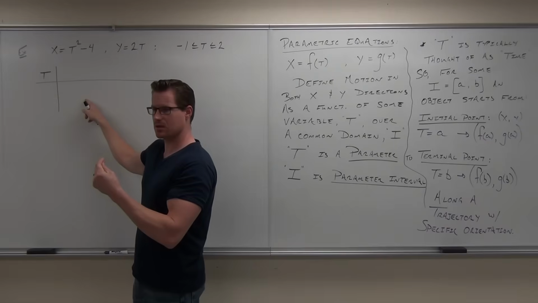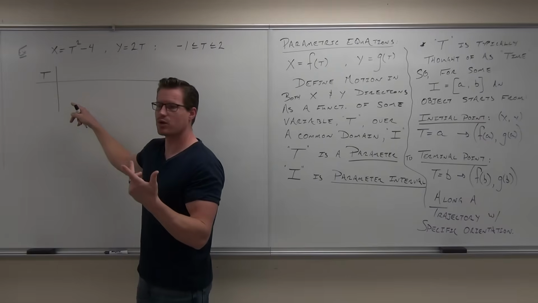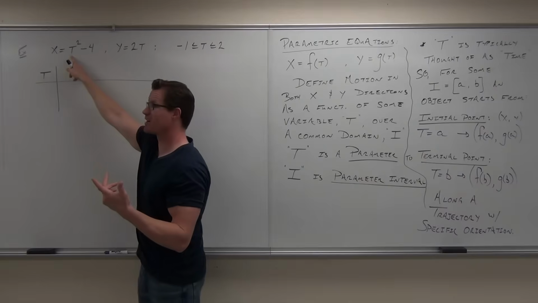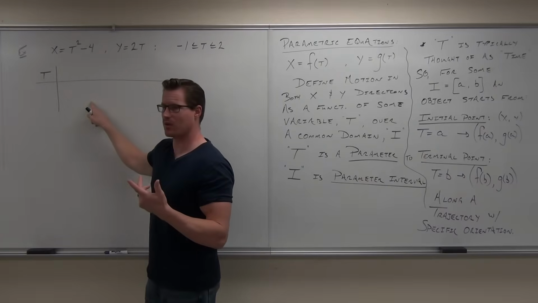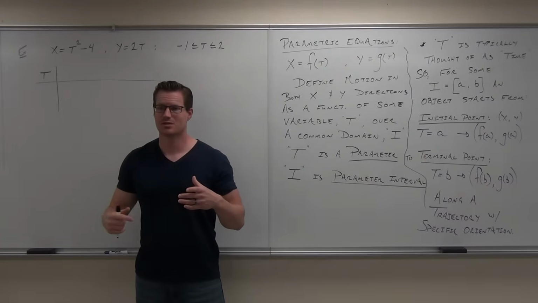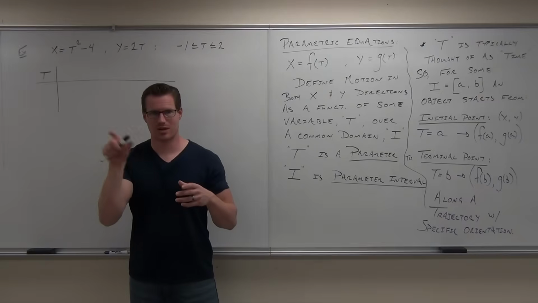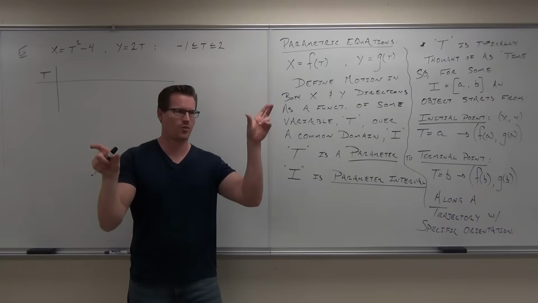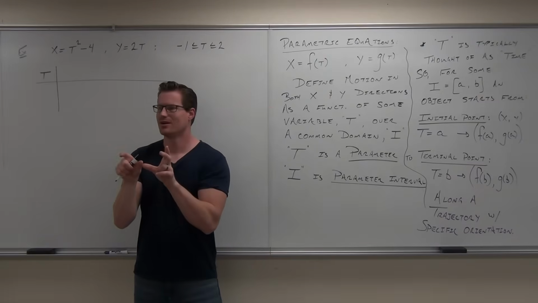Does that make sense? You wouldn't want to plug in a t value here and a different t value here and then get the same point, because that would have different times. You'd say, hey, at time equals -1, we're here for x, and at time equals 3, we're here for y. I'm going to put them together. No. It's got to have the same time.